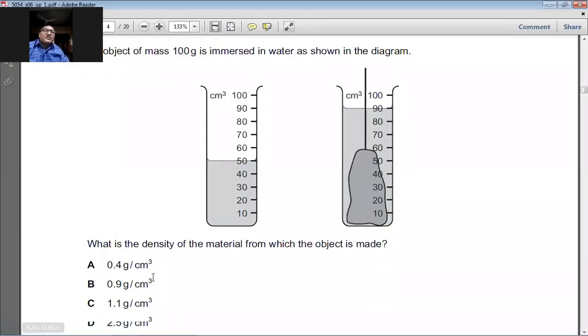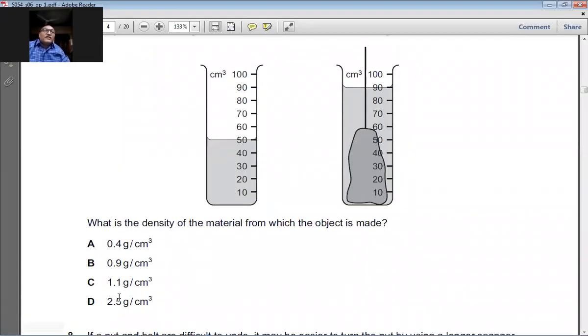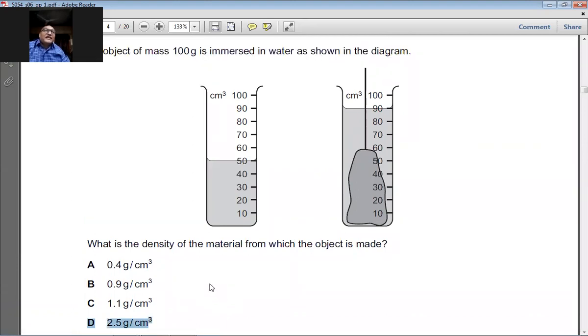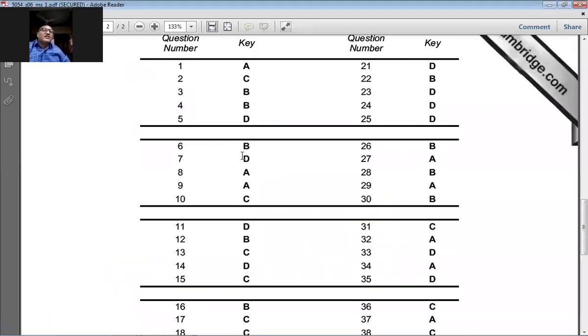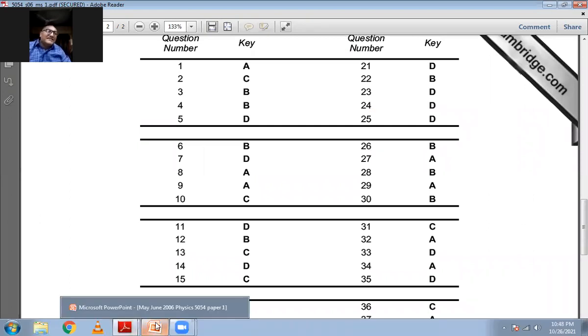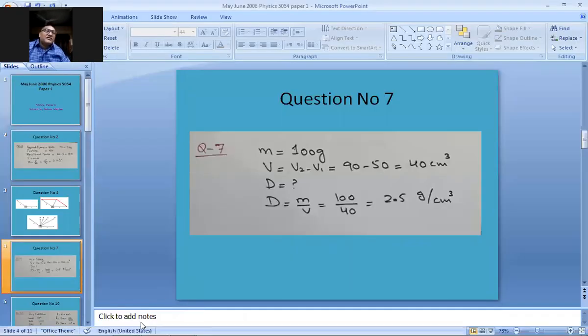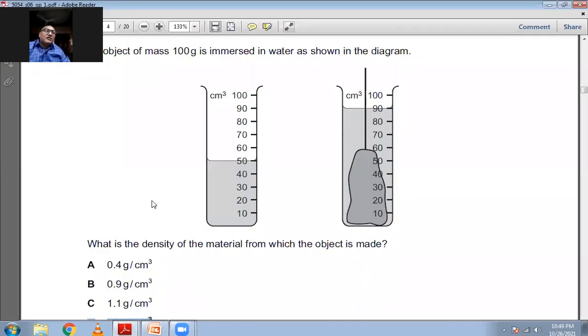So let's check the options. So it will be something like 2.5 grams per centimeter cube. So for question number 7, I think D is the right answer. Let's check. Question number 7, D is the right answer, sir. Okay.